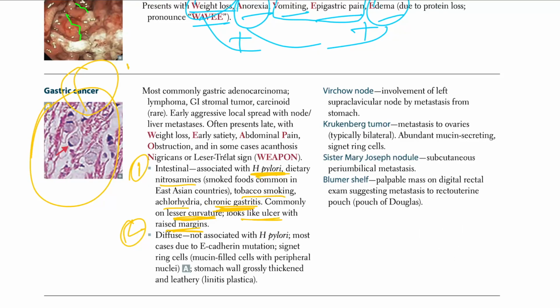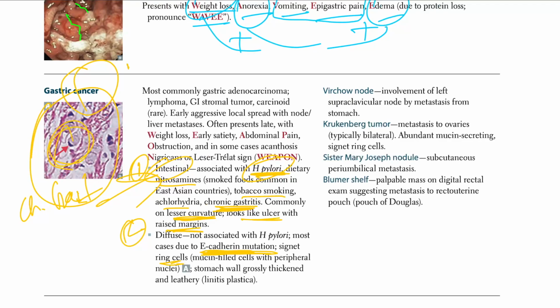Okay, that's the intestinal type. So intestinal type, kind of like chronic gastritis, leads to intestinal type. Second thing is diffuse. It is not associated with H. pylori. It is due to E-cadherin mutation. Now, there's a new thing now. E-cadherin mutations. You have signet ring cells.